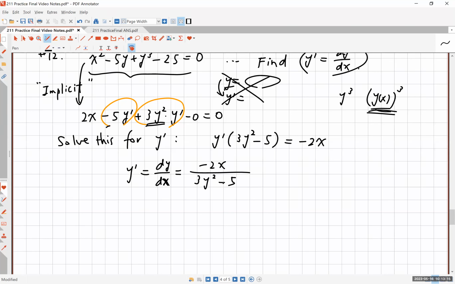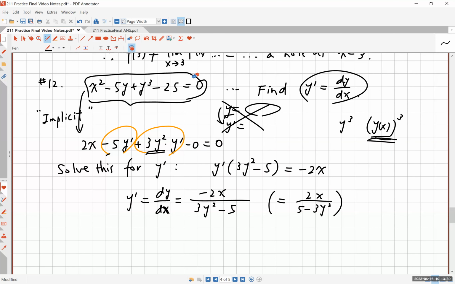Now you can switch this if you like, 2x, you can change the sign, 5 minus 3y squared, that's of course acceptable. And if you happen to know, see, I don't know what this curve looks like, the curve that would satisfy this equation here. Okay, what kind of curve is it? I really have no idea. Okay, when you have y cubed and x squared, it's going to be some kind of a curve, right?